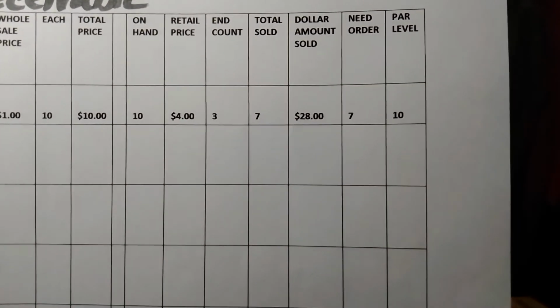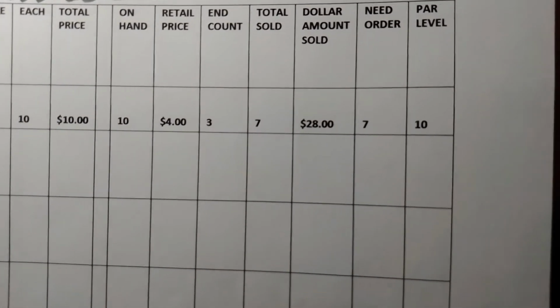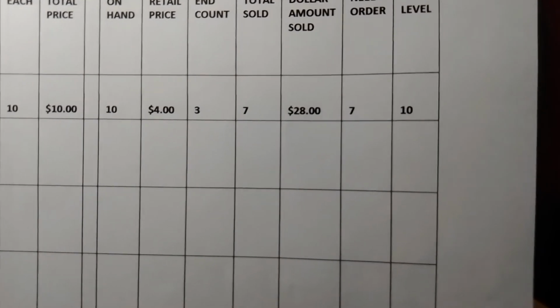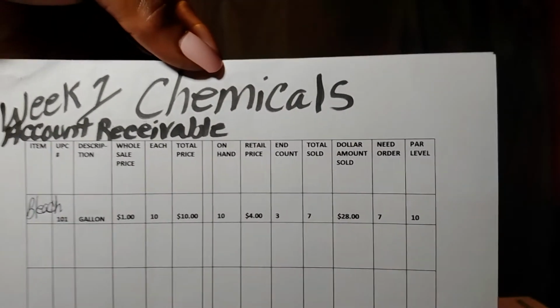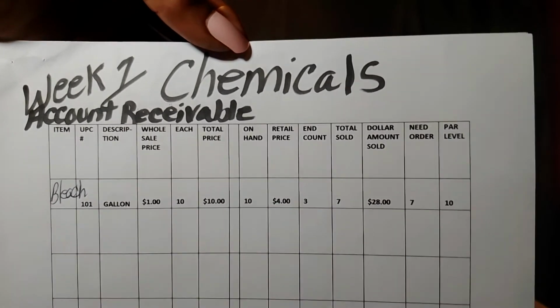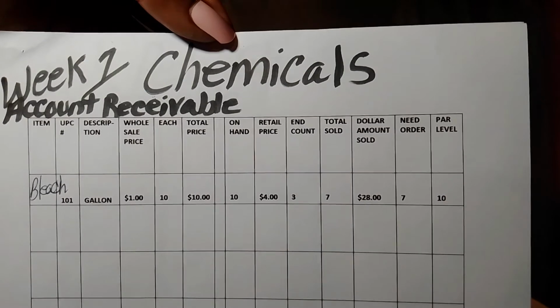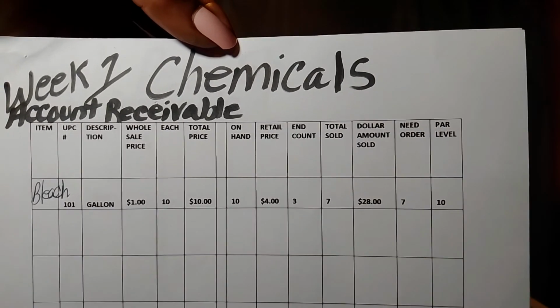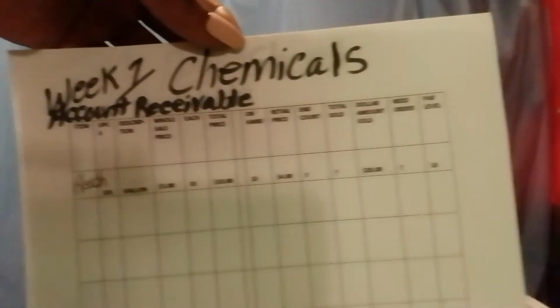Okay? So you sold 7, so you need to what? Order 7. Right. Because your par level is 10. And you always have to have 10 in your store at all times. So you sold 7, you need to order 7 so you can get back at having 10 of them. Okay?